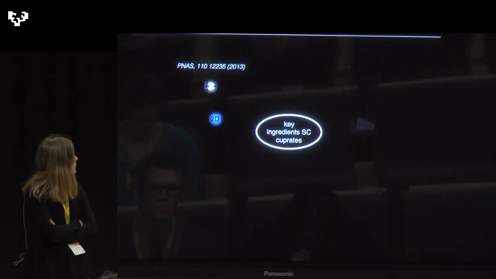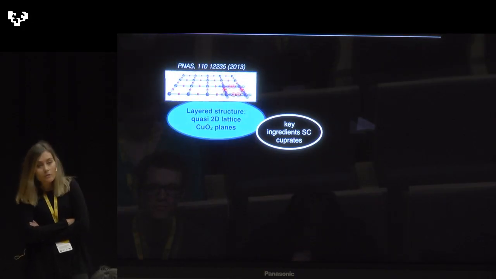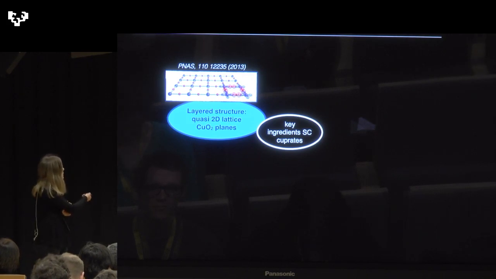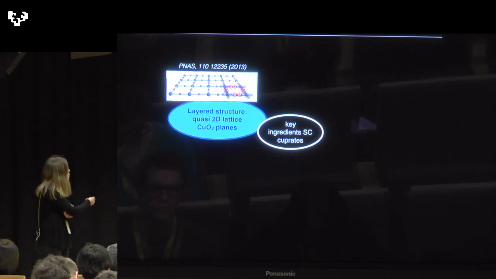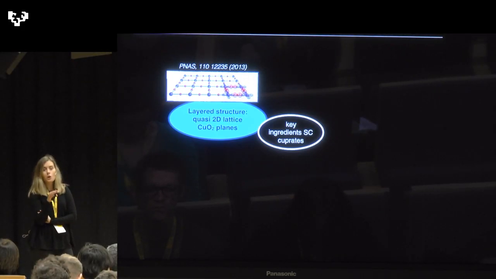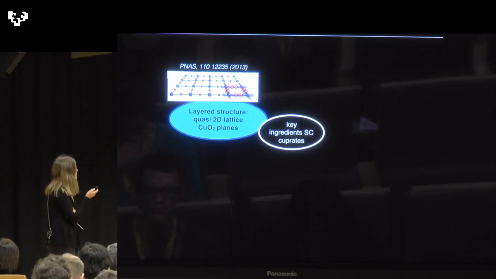So in cuprates, first of all, we always have a layer structure to begin with that is based on these copper-oxygen 2 planes. And here you have an example of such a plane, where in blue you can see the coppers and in red the oxygens. So each copper has a square planar environment of oxygens in this structure.